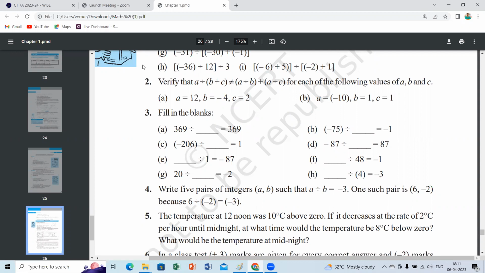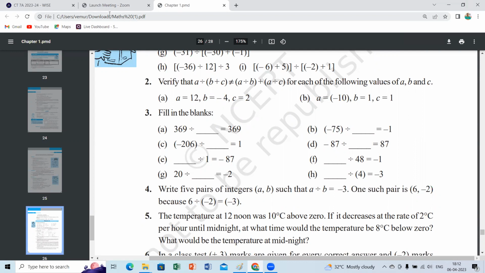Ma'am, minus 75 divided by positive 75 equals minus 1. Very good. Now, C bit goes to Varshit. Ma'am, minus 206 divided by dash is equal to minus 1. Minus 206 divided by minus 206 is equal to 1, ma'am. Very good. Same number divided by same number only, you will get minus or plus 1.